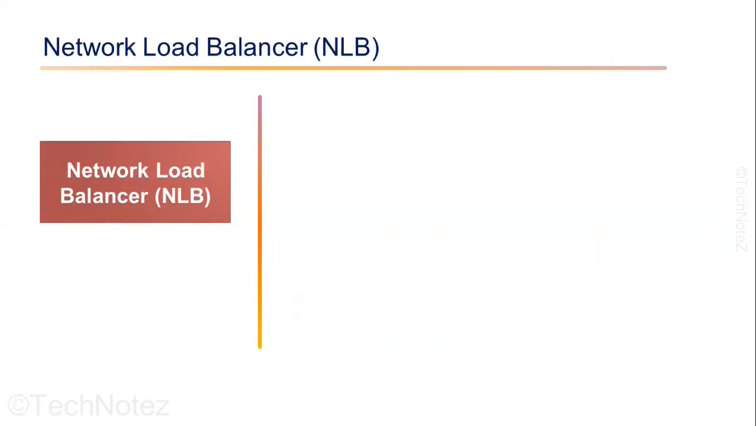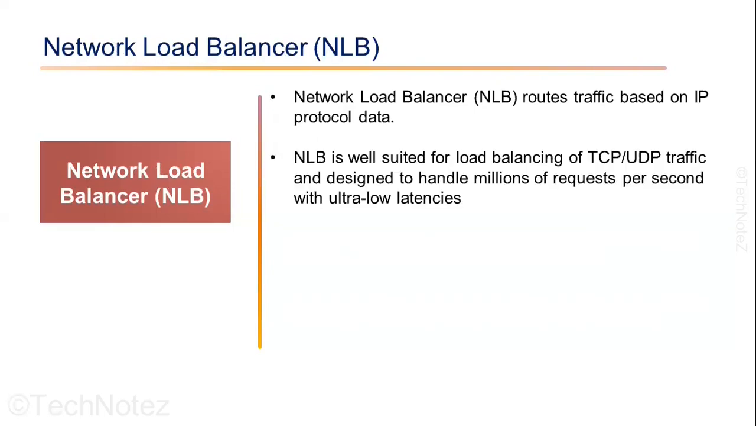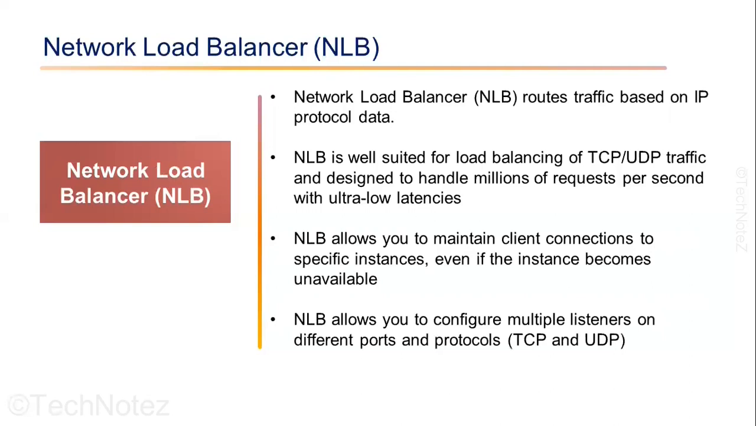Next, let's talk about the network load balancer. Unlike the application load balancer, which routes the traffic based on the content of the request, the network load balancer routes the traffic based on the IP protocol data. Network load balancer is used to route TCP and UDP traffic to multiple EC2 instances, and it can handle millions of requests per second while maintaining ultra low latencies. Network load balancer allows you to maintain the client connections to a specific instance even if the instance becomes unavailable. It also allows you to configure multiple listeners on different ports and protocols.